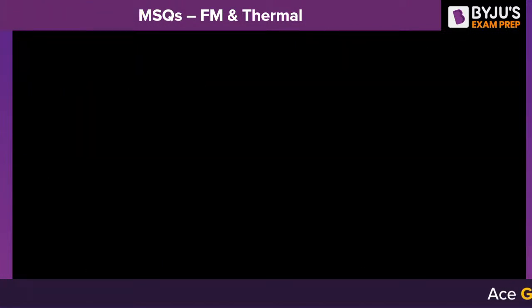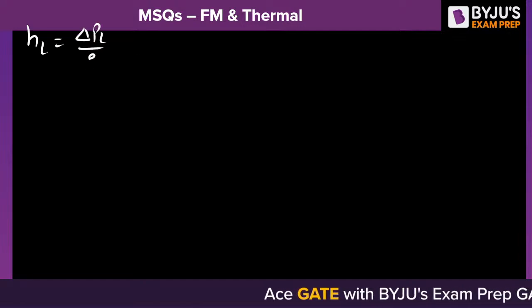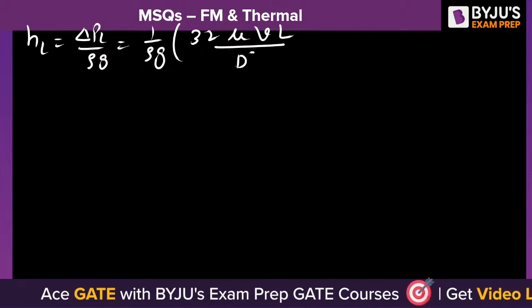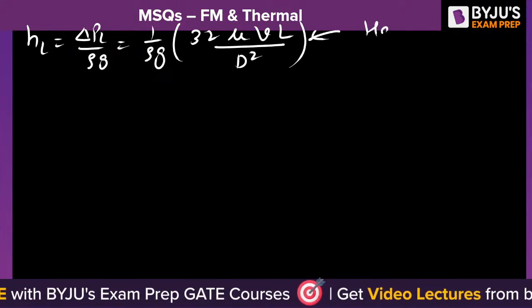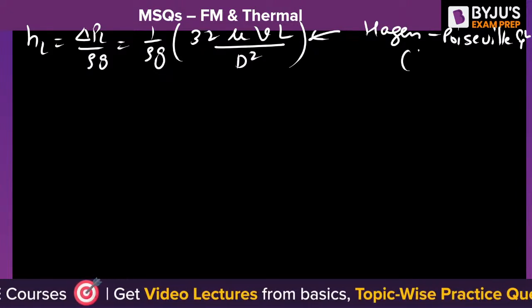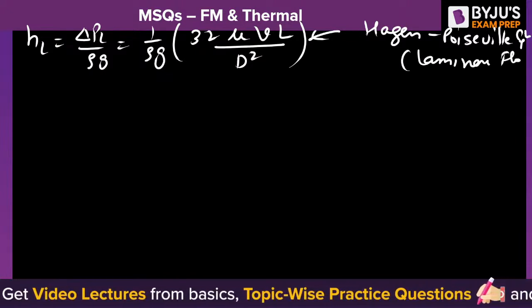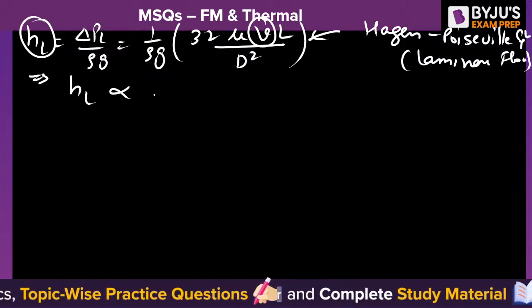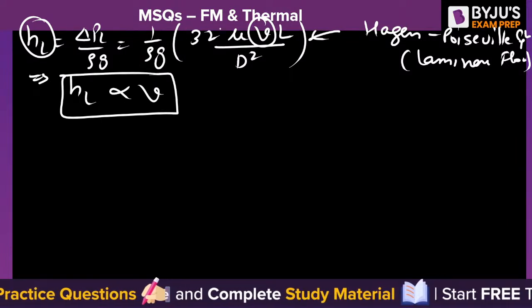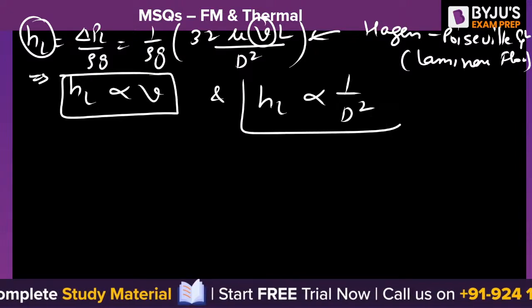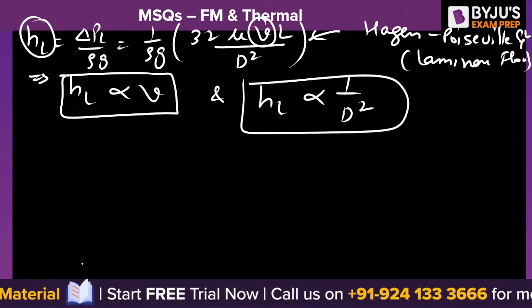Or what you could have done is, you could have used the Hagen-Poiseuille equation. HL is equal to delta P by rho g, that is equal to 1 by rho g into 32 mu V L by D square. The Hagen-Poiseuille equation is valid only for laminar flow. If you write this, then you will get HL is proportional to V. Similarly, using the Hagen-Poiseuille equation, we can say HL is inversely proportional to D square, isn't it?